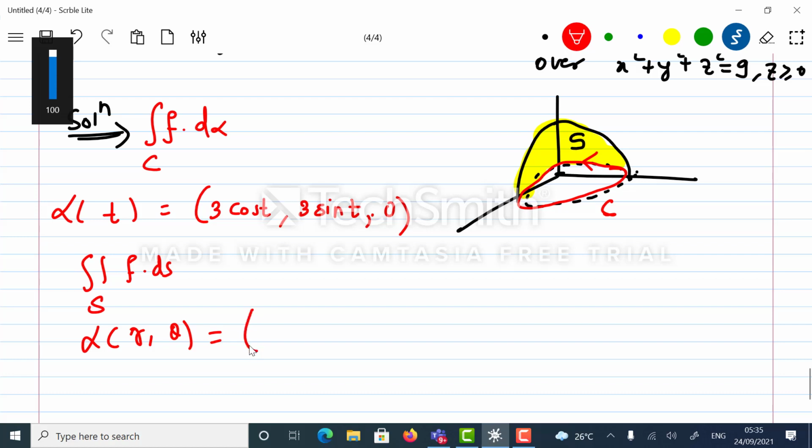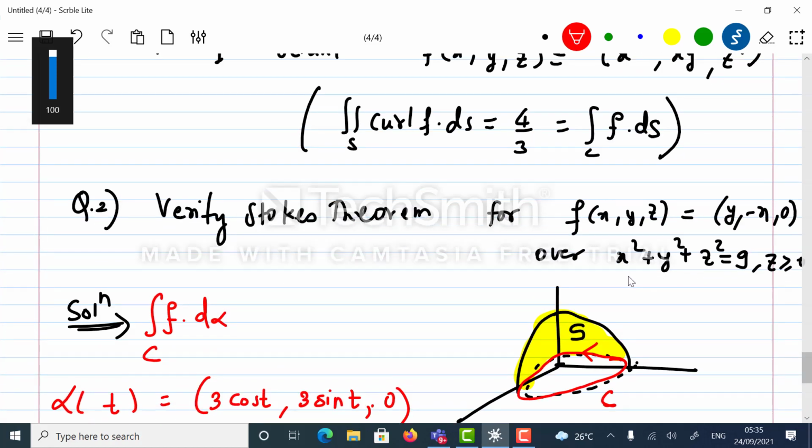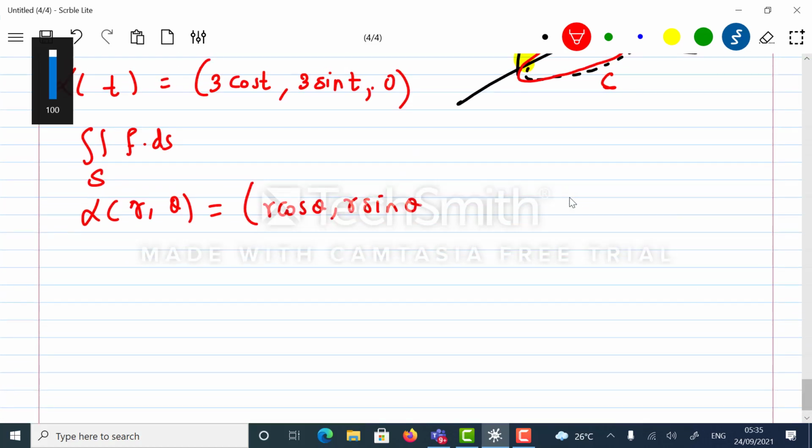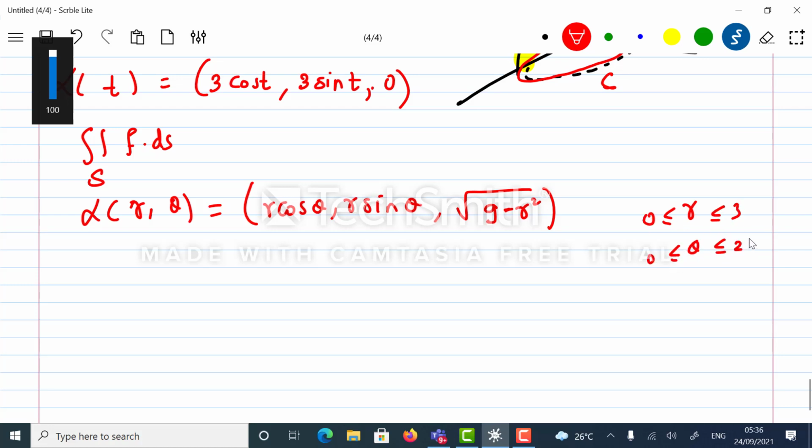So x is equal to r cos theta, y is equal to r sin theta, and here you are taking x square plus y square plus z square is equal to 9. So z is equal to the square root of 9 minus x square minus y square, that is the square root of 9 minus r square, and the projection will be a disk. So r will be 0 to 3 and theta will be 0 to 2 pi.